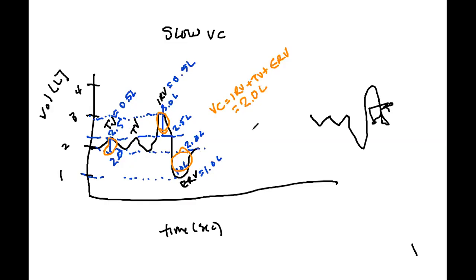What else can we measure from that? So keep in mind, again, this was done slowly. So this is your slow vital capacity.